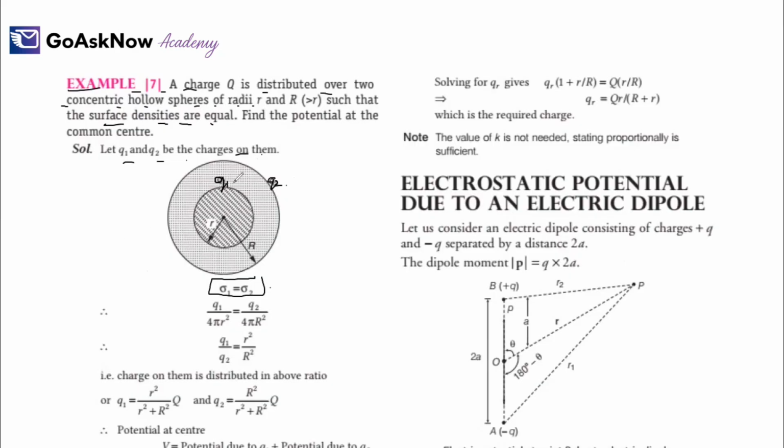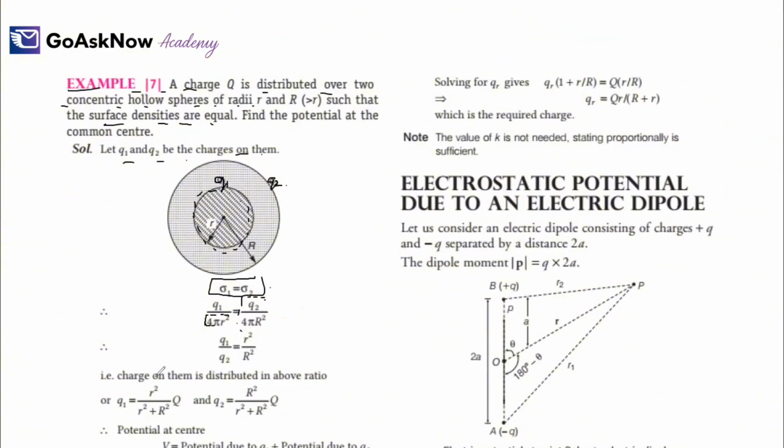For this surface, Q1 by 4 pi r square. Here small r square will be there because the small sphere is being considered. And for the other surface, Q2 by 4 pi capital R square, because here the capital R sphere is considered. After simplifying it, we will get Q1 by Q2 is equal to small r square by capital R square.